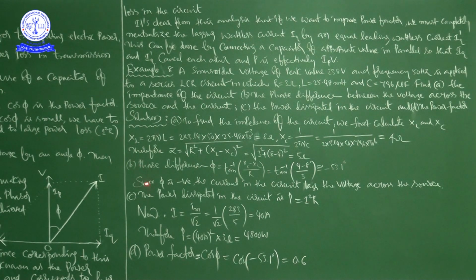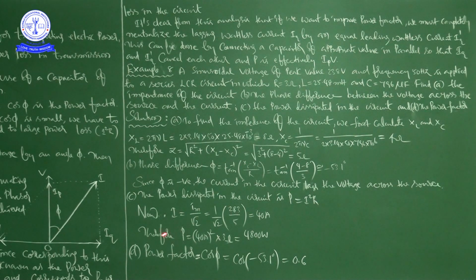Next, B, phase difference. Phi is equal to tan inverse of (XC minus XL) by R, that is equal to tan inverse of (4 minus 8) by 3, which is approximately equal to minus 53.1 degree. So it is negative, no? Since phi is negative, we can say the current in the circuit lags the voltage across the source. Across the source, right?